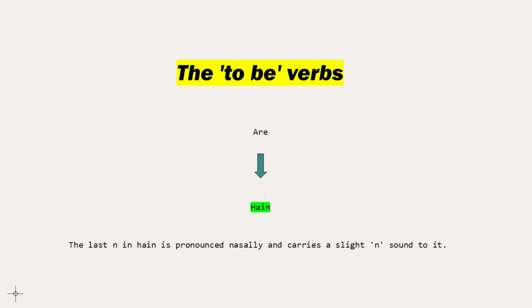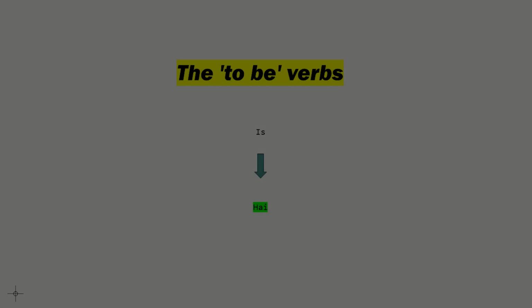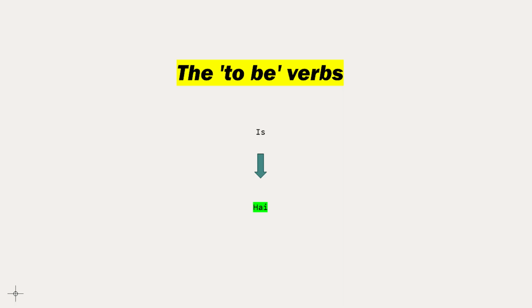Hain. Hain is how we say are in Hindi, and the last N in hain is pronounced nasally and carries a slight N sound to it, just like the word for am, that is hoon. Hai. Hai is how we say is in Hindi. The A is understressed.